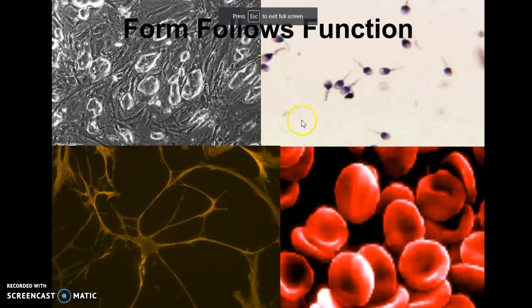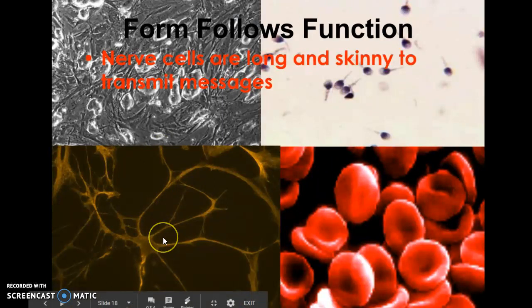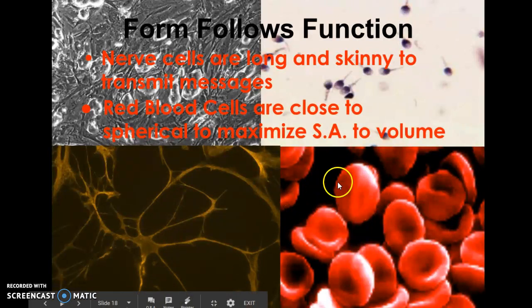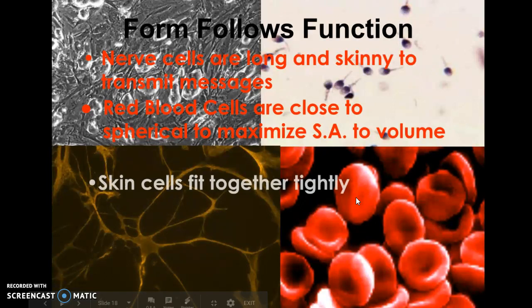Not all cells look the same. Here's 4 very different cells. Nerve cells, which are down here, have really long, skinny tendrils so they can transmit messages. Red blood cells are really circular to maximize the surface area to volume so they can exchange gases.